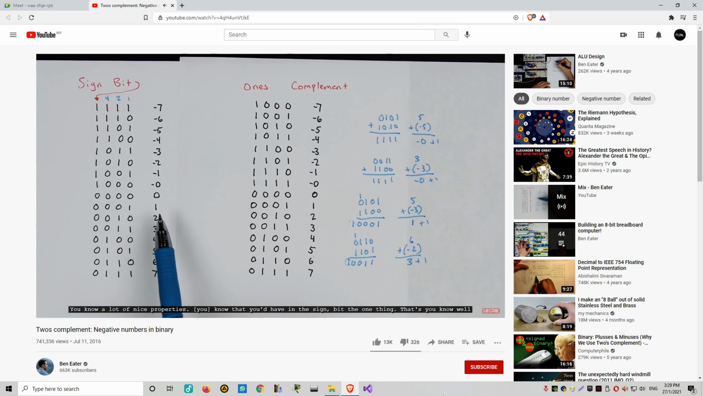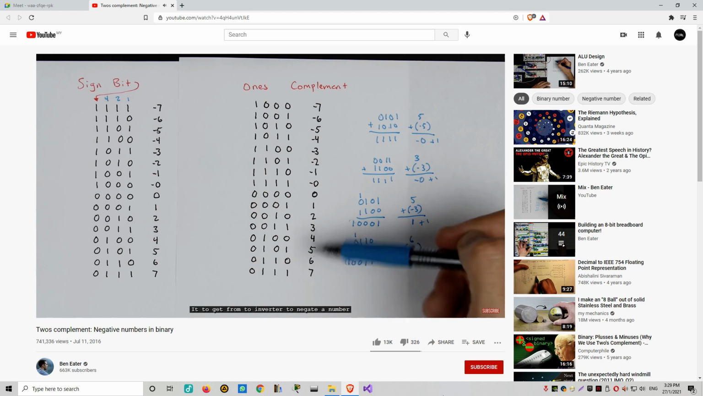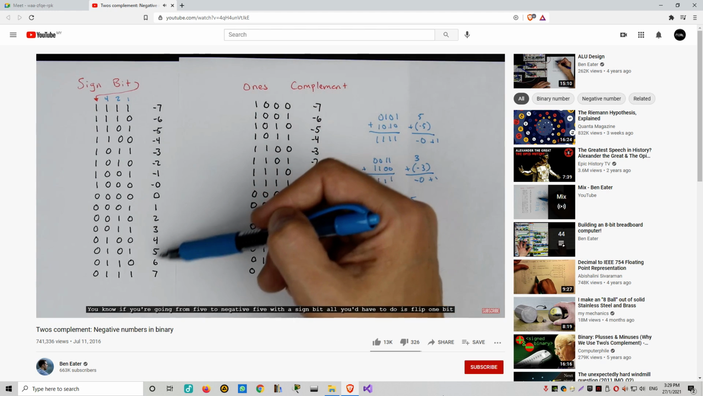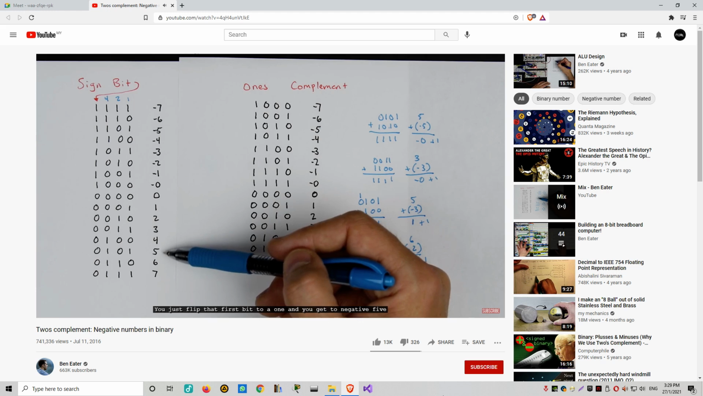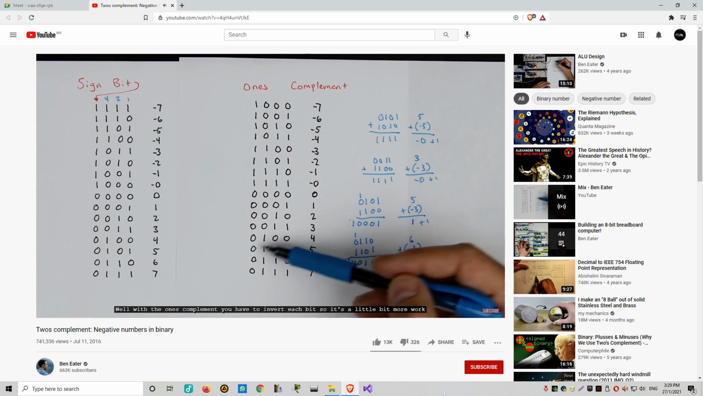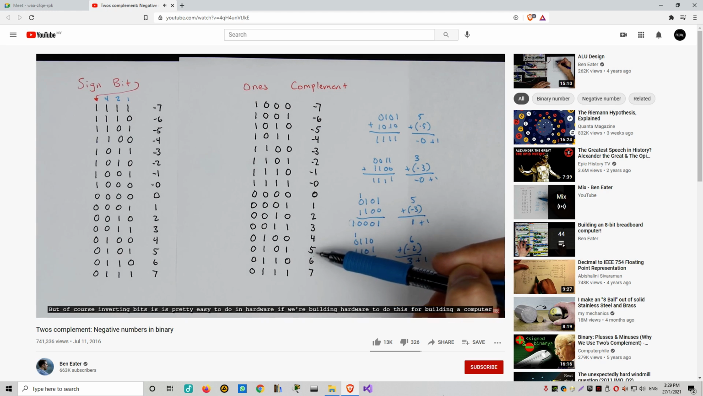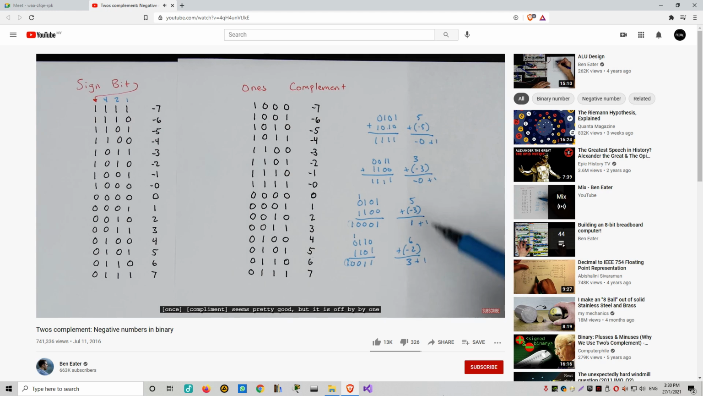The one thing that's, well, I guess it's not too bad, is that to negate a number, if you're going from 5 to negative 5, with a sign bit, all you'd have to do is flip 1 bit. You just flip that first bit to a 1 and you get to negative 5. With the ones complement, you have to invert each bit. So it's a little bit more work, but of course inverting bits is pretty easy to do in hardware. If we're building hardware to do this, if we're building a computer, it's going to be doing some math. So ones complement seems pretty good, but it is off by 1.